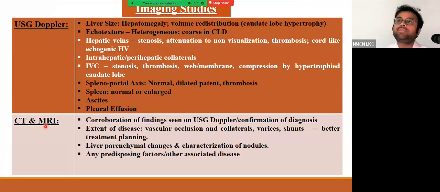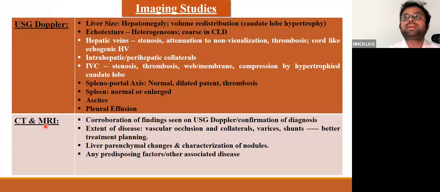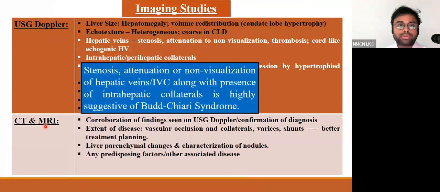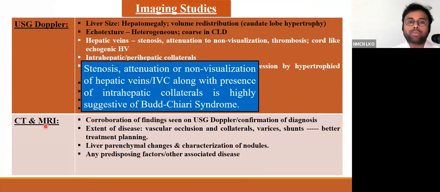On CT and MRI, we see similar finding. We get CT and MRI done for better delineation of the vascular involvement and also for characterization of the hepatic nodules, the regenerative nodules that develop in Budd-Chiari syndrome. So the main finding in ultrasound Doppler is stenosis, attenuation, or non-visualization of hepatic vein with presence of intrahepatic collaterals.